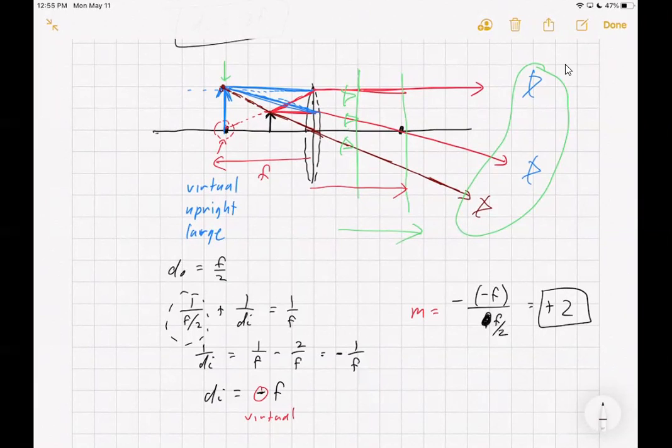So now we can move things around. We could look at all kinds of cases in between the ones that we looked at. But in general, as soon as the object is inside of the focal point of the lens, we switch to virtual, upright, large images.